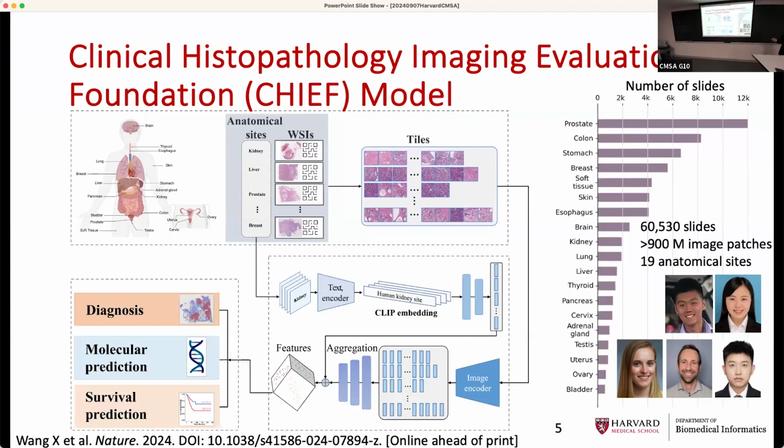To train this foundation model, we have incorporated more than 60,000 whole slide images. And after extracting the image tiles, we have more than 900 million image patches to train this pathology foundation model. And this data is collected from more than 19 anatomical sites, basically different parts of the human body.